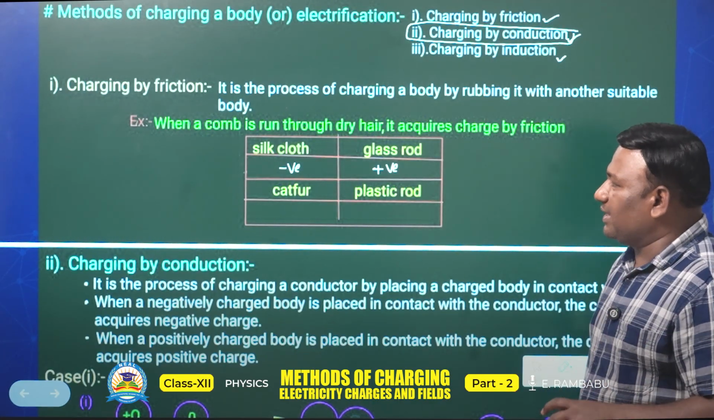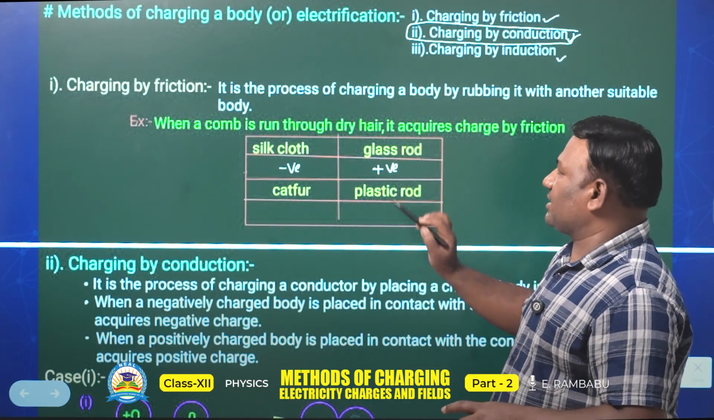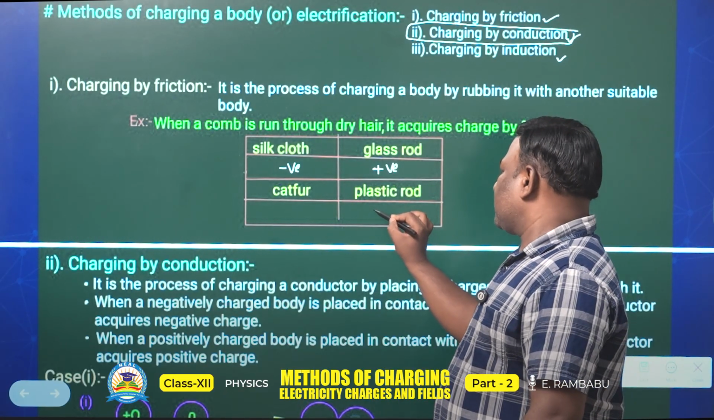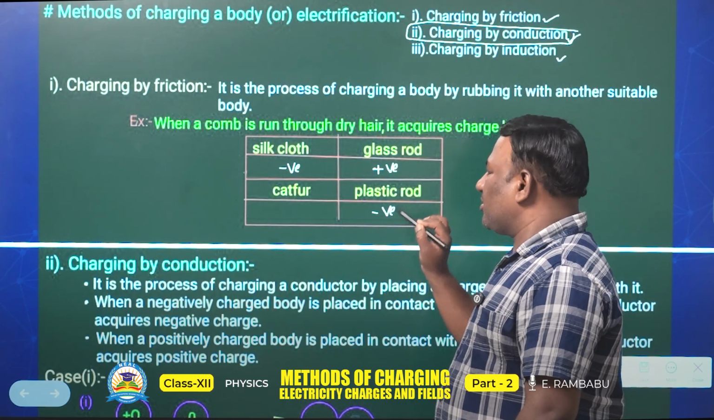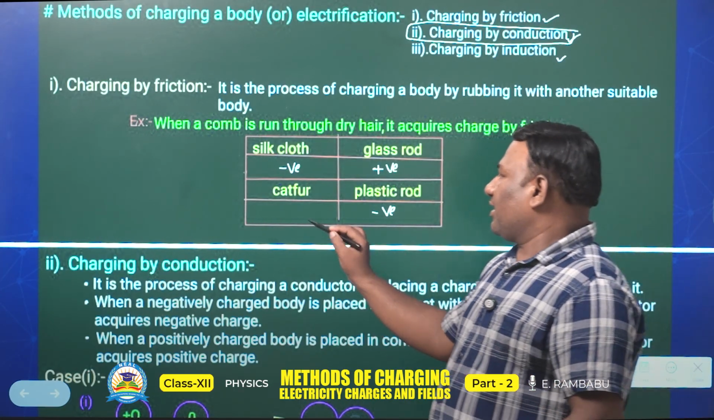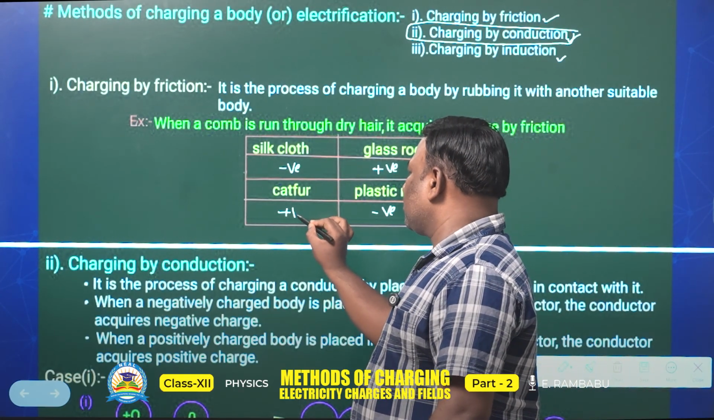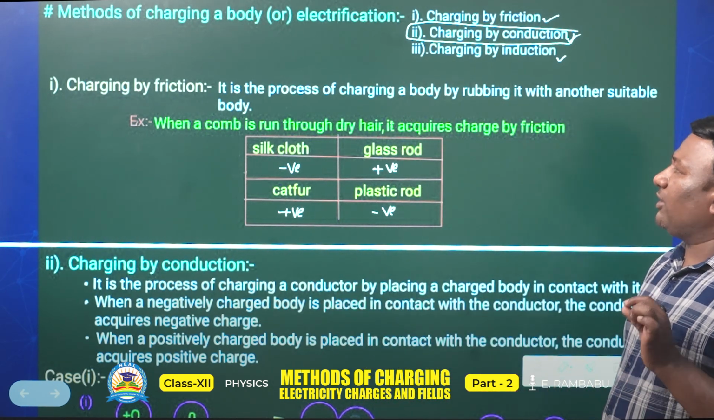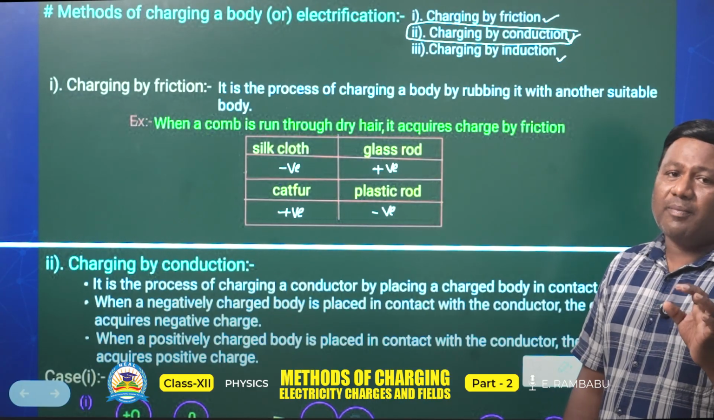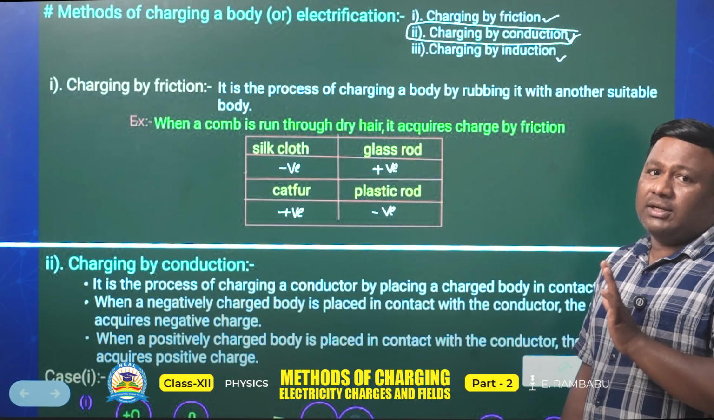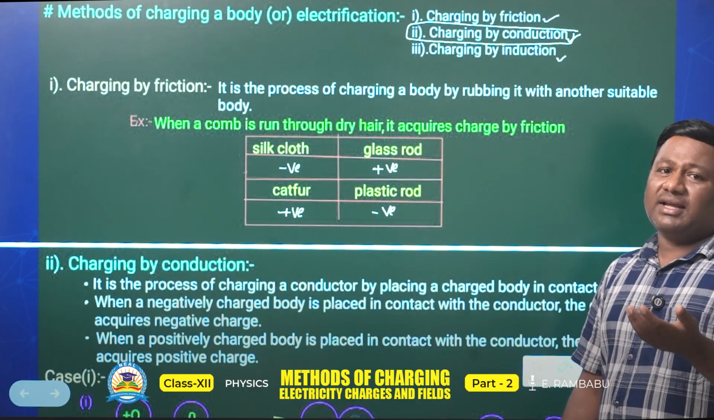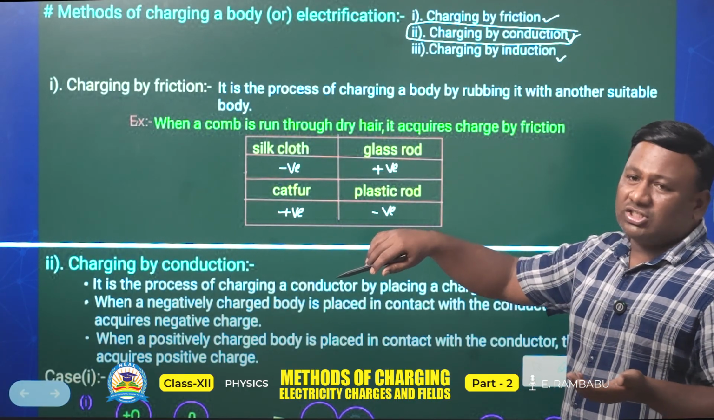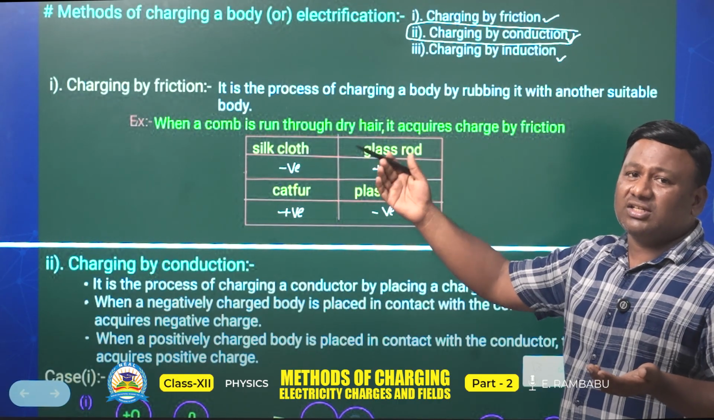One more example is cat fur and plastic rod. Whenever a plastic rod is rubbed with cat fur, the plastic rod attains the negative charge, meaning it gains electrons. The cat fur attains the positive charge, meaning it loses electrons. Like that, whenever two suitable bodies are rubbed on each other, due to the friction they get electrified, that is, charged. One is charged positively and the other is charged negatively.